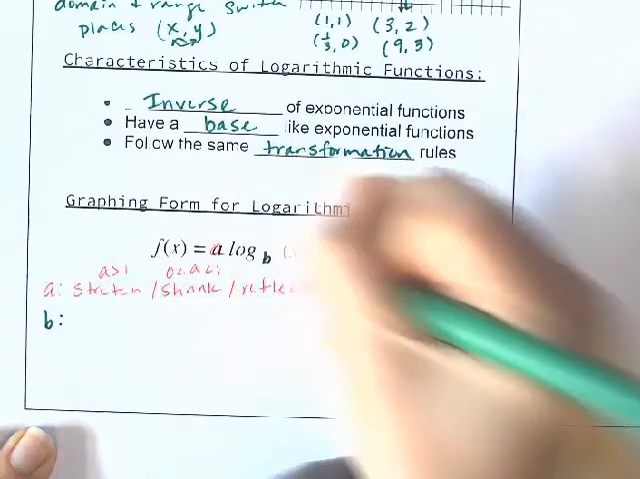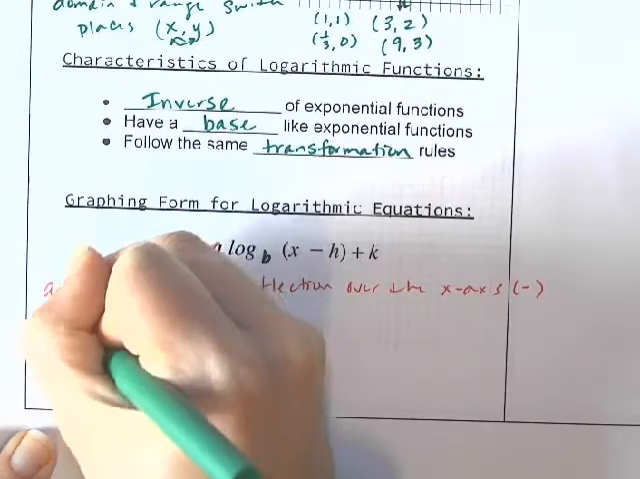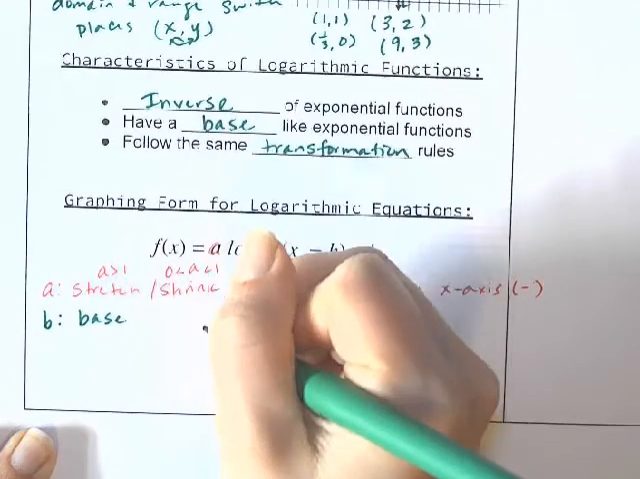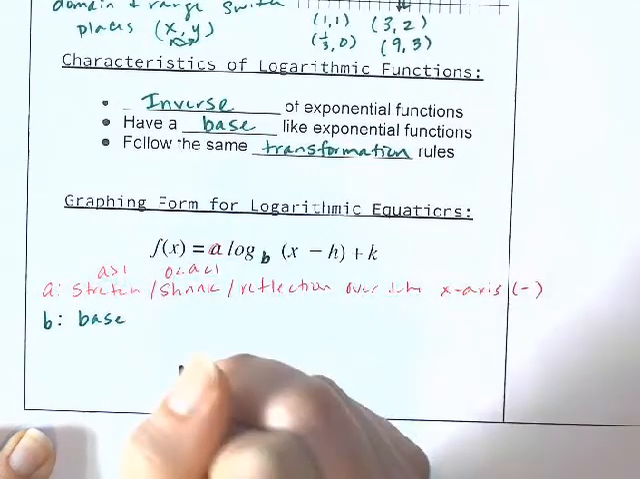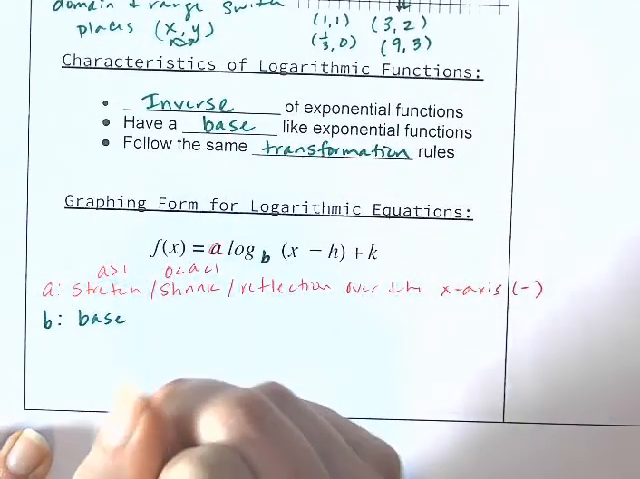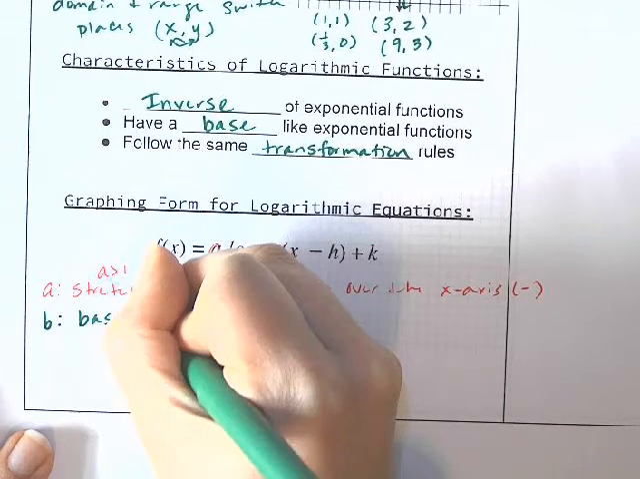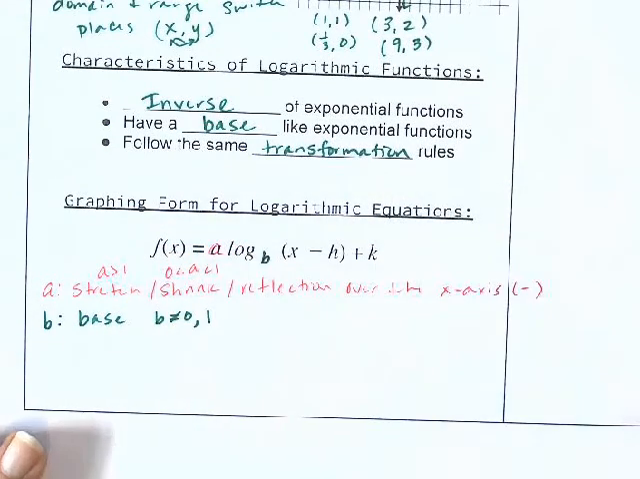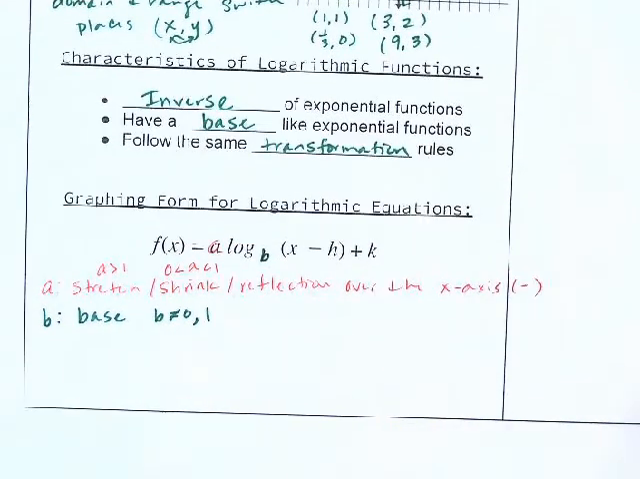I'm going to move on to B. So here's the B right here. B is going to represent the base for the function. And typically the base will be a number. It can never equal 0. So the base will never equal 0. It'll also never equal 1. But it could be a number other than those. And it typically is not negative. So just kind of keep that in mind.